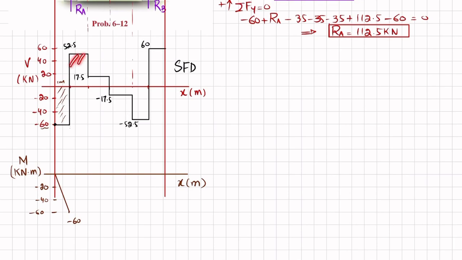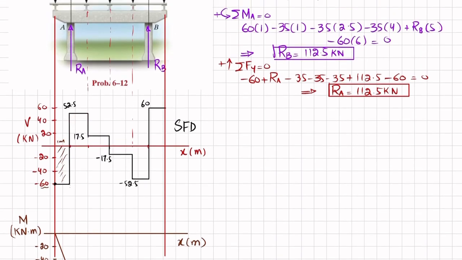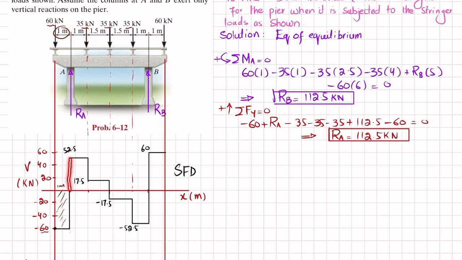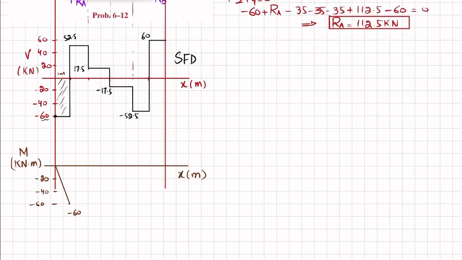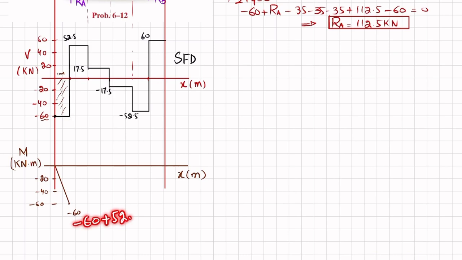Now the second area is this area, and you can see this width is 1 meter and height is 52.5. Clear? So 52.5 into 1 is 52.5, and here minus 60 plus 52.5 will give you minus 7.5. So at this point we have minus 7.5. Let minus 7.5 be this point, minus 7.5 kilonewton into meter. And again, this is a positive area under the shear force diagram, and this line is a straight horizontal line. So the bending moment will be of one degree higher and slope will be increasing because this area is positive.